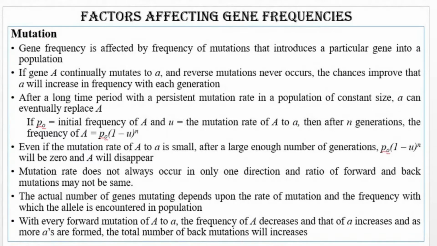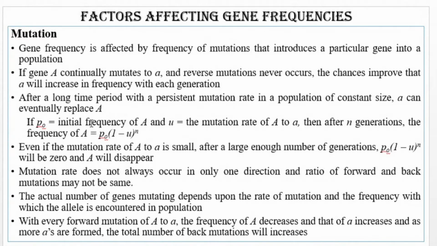Then after n generations, the frequency of dominant A becomes the original frequency p0 times 1 minus the mutation rate u, to the power n. This becomes the frequency of the allele A. So it changes by (1 minus u) to the power n, and the frequency of the dominant allele will be reduced in the nth generation of the population. Even if the mutation rate of A to a is small, after a large number of generations, as n tends to infinity, the frequency of A, which is p0 times (1 minus u) to the power n, becomes 0.